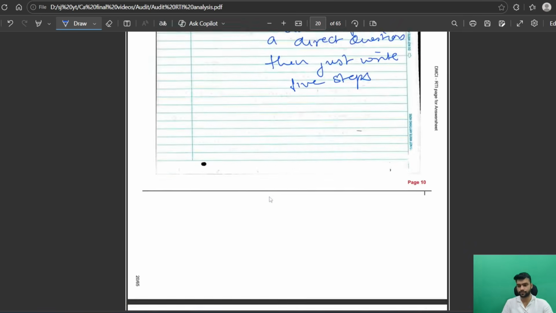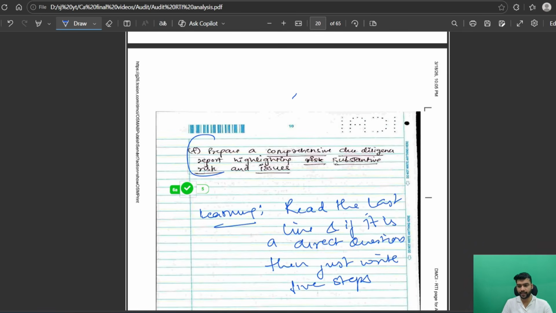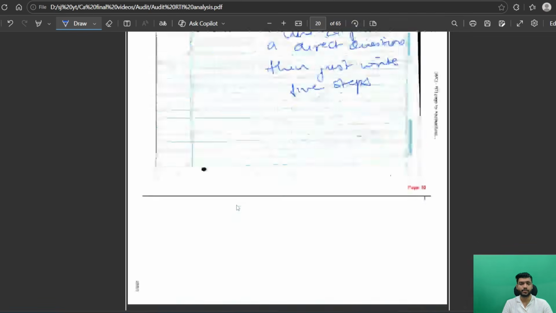Another example I will show you. The next point that I wrote, 5 marks were done. He did not even tick this point. So he even skipped it.